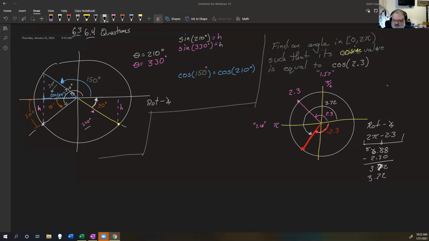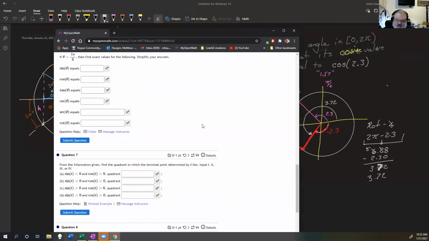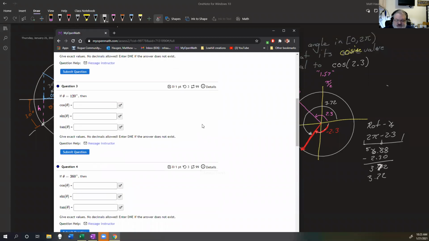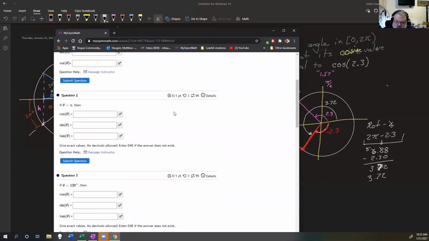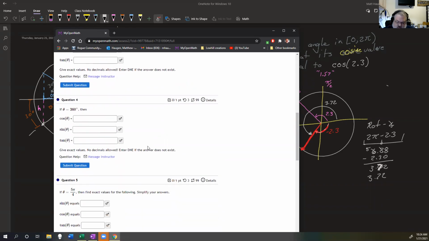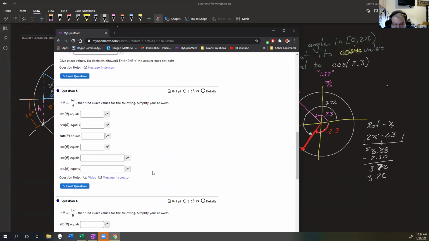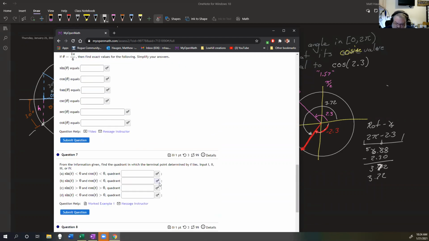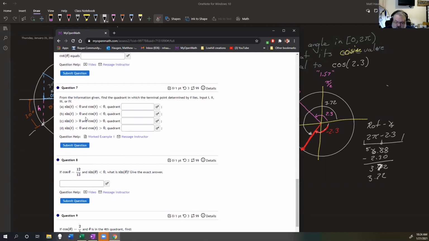If you're worried about 6.4, did we talk about 6.4? 6.3 and 6.4 are the circular and unit circle definitions, so we kind of did that together. Questions like, if theta is pi, what's the cosine of pi? What's the sine of pi? What's the tangent of pi? Those are all just on our unit circle. These are fun.